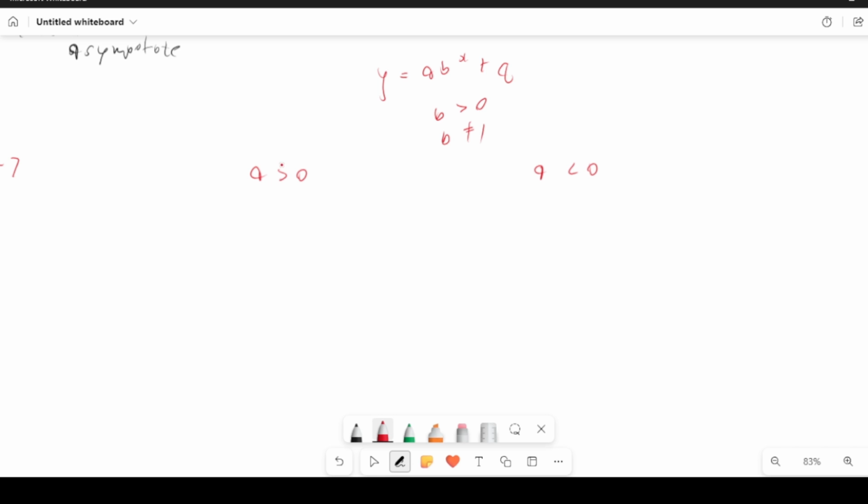If a is greater than 0, the function lies above the asymptote. If a is less than 0, the function lies below the asymptote. Now with b, we have a few options. b can be greater than 1, right? Or b can be between 0 and 1.